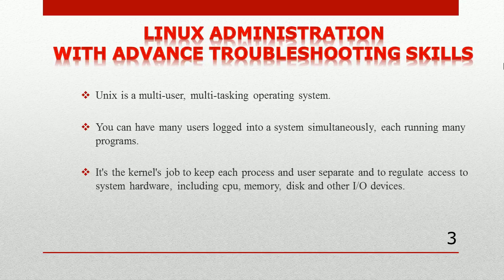It means many users log into the system simultaneously, each running many programs. And apart from that, it is the kernel's job to keep each resource and user separate and to regulate access to the system hardware, including CPU, memory, disk, and other devices. As we all know, the major parts of an operating system are CPU, memory, and disk. So it's the kernel's responsibility to allocate each process some memory and some CPU, and how much it should be is decided by your kernel. We will discuss more on the kernel once we have the session on kernel modules. Let's move to the next.